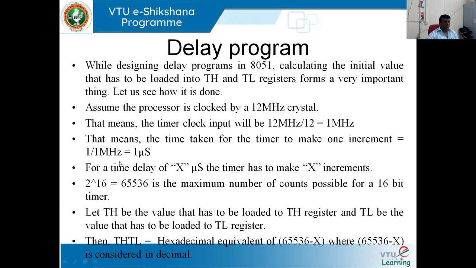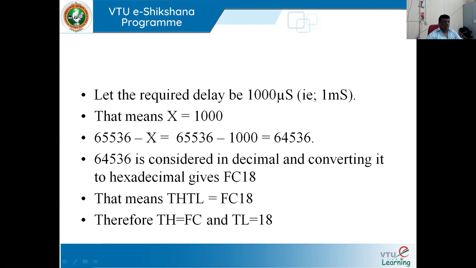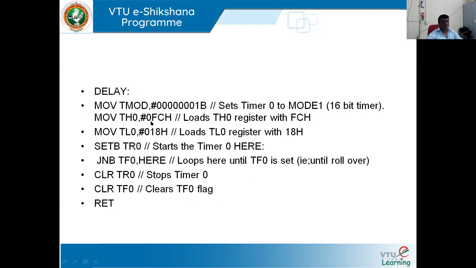And then with those values, we have calculated the total number of counts which are possible. That is given by 2 to the power of 16, which will give us 65,536. And x is the amount of delay which we want, that needs to be subtracted from 65,536. Whatever value we get, we need to convert into its hexadecimal equivalent, and those values we need to load into TH and TL. Once you are done with these calculations, you can write the program for delay. First we need to set timer 0 to mode 1 for 16-bit timer. Then we load the values we got into TH and TL, start the timer, and keep the timer running until the condition is satisfied. Once it is done, you need to clear the timer and then the interrupt flag.